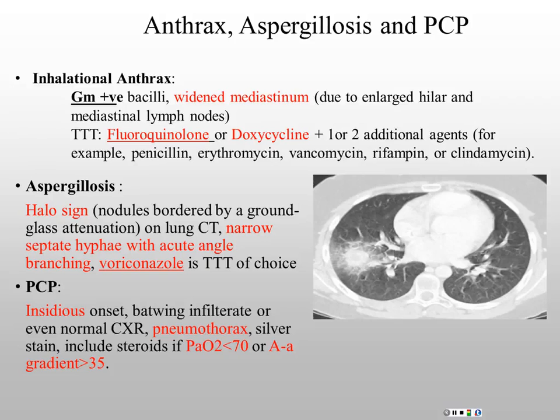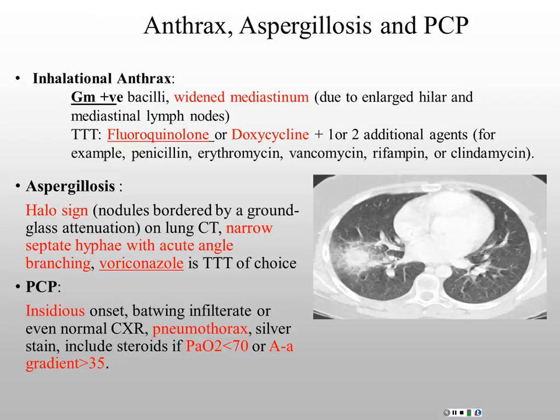Treatment usually is a combination, not only fluoroquinolone, but I highlighted fluoroquinolone because it was always confusing for me how we use fluoroquinolone for this. I used to think it's gram-negative, but it is gram-positive. You can combine fluoroquinolone with doxycycline and one or two additional agents for the treatment. Aspergillosis, think about it if you have an underlying risk factor, especially prolonged neutropenia.